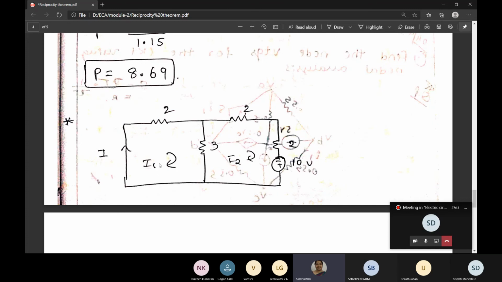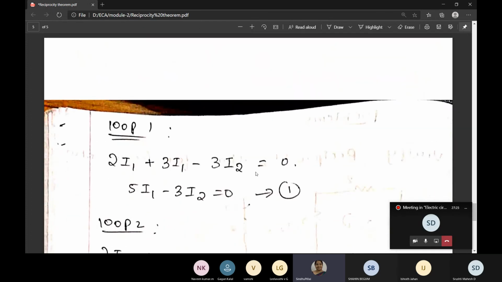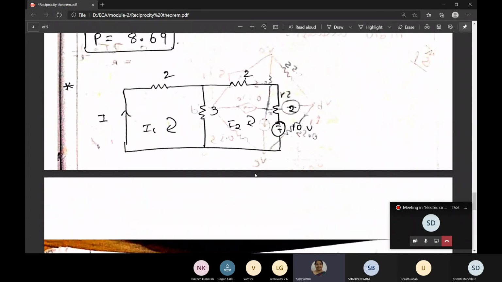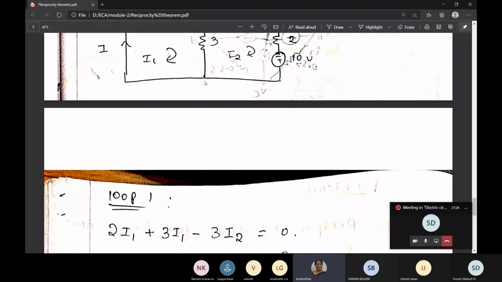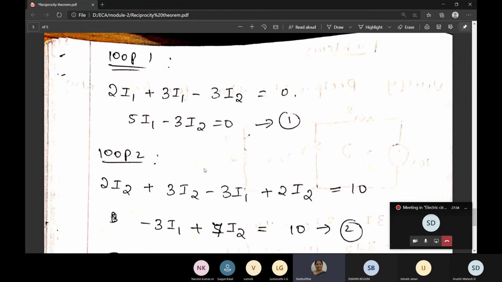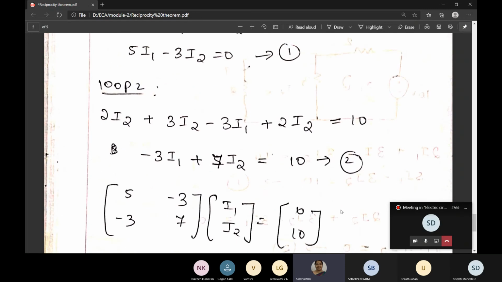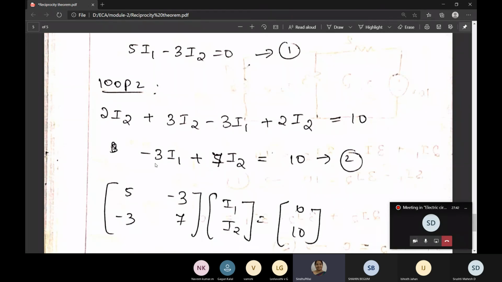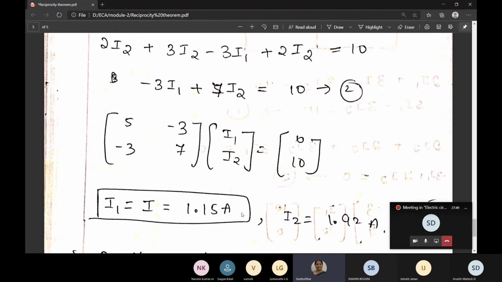As usual, write again. So what will be I? I is nothing but I1. Whatever you get for I1 will be the response I. To find it, write the loop equations. The first mesh is 2I1 plus 3I1 minus I2 is equal to 0, and the second mesh is 2I2 plus 3I2 minus 3I1 plus 2I2 is equal to 10. Simplify it and you get minus 3I1 plus 7I2 is equal to 10. Put them in determinant form. Two unknowns, two equations, so I1 and I2 can be found.